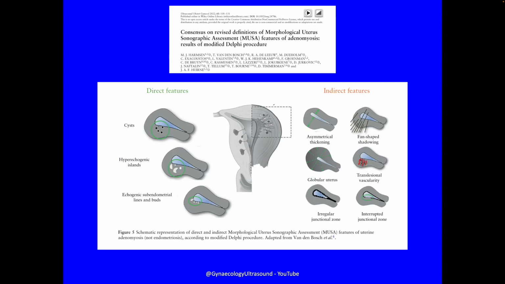Adenomyosis was redefined by the Musa group last year, and you've got direct features and indirect features. This is where you have an invagination of the myometrium by endometrial buds, causing cysts and sometimes a hemorrhage into these, and then surrounding inflammation and fibrosis. Cysts, hyperechogenic islands of endometrium, and these lines and buds were thought to be direct features, and then some of these result more from the fibrosis, so that you end up with an asymmetrical myometrial wall and a globular uterus, translesional vascularity, fan-shaped shadowing, and irregular endomyometrial junctions.